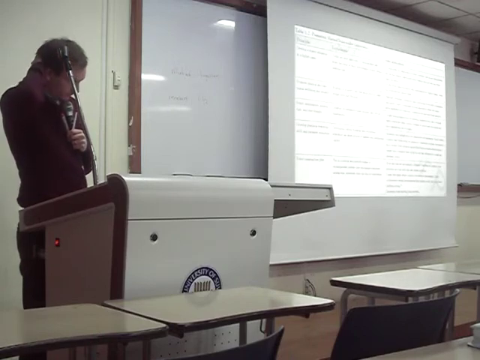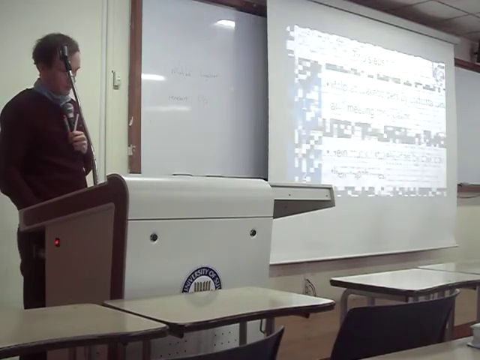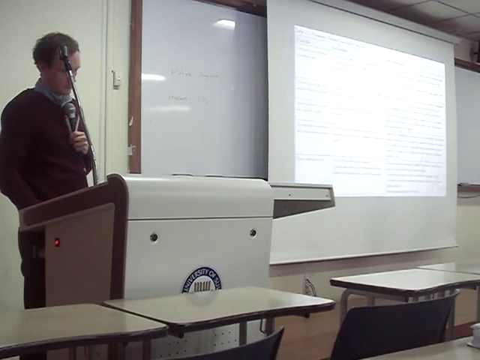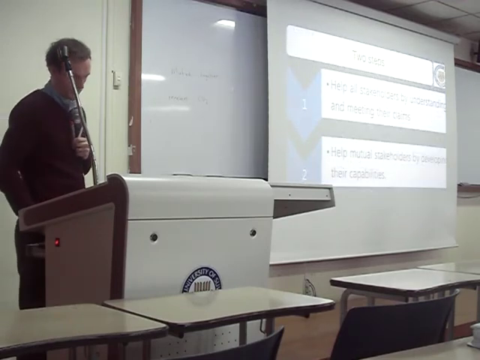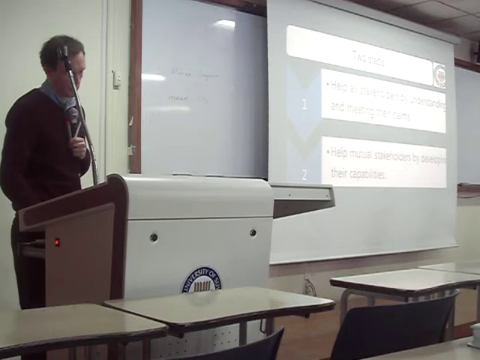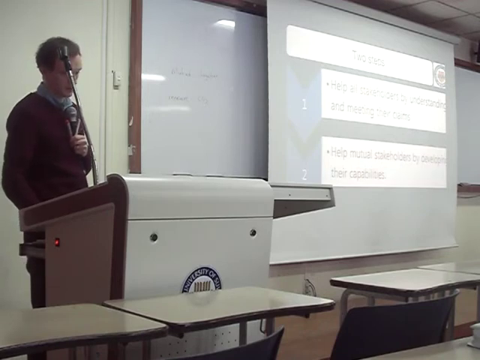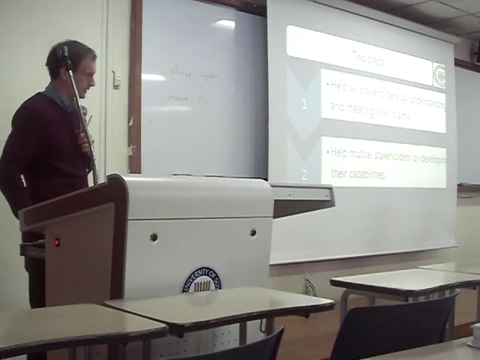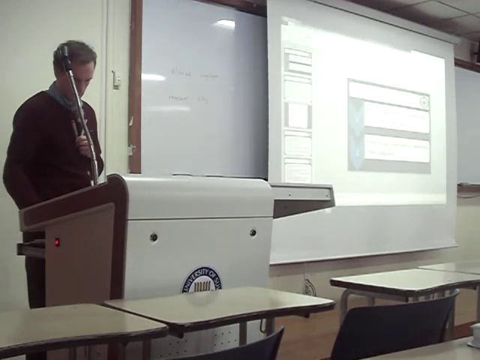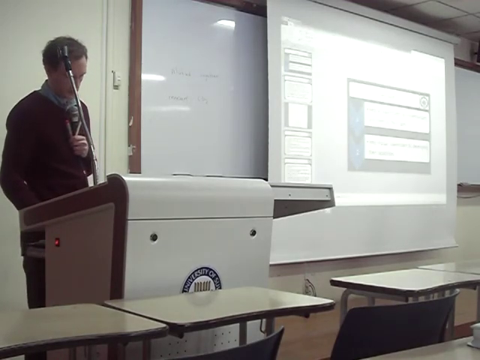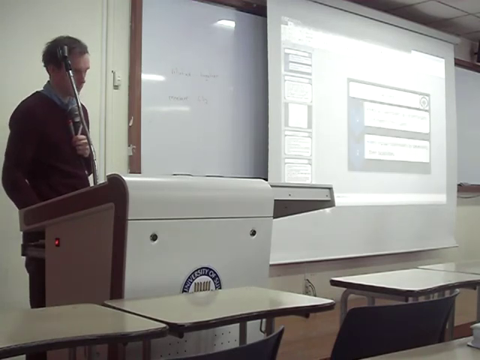So we can try to promote the mutual stakeholder capability. So the two steps are to help all stakeholders by understanding and meeting their claims, and to help mutual stakeholders by developing their capabilities, okay? So these are the first two steps of stakeholder management, or main two steps. So let's take a break there for 10 minutes.